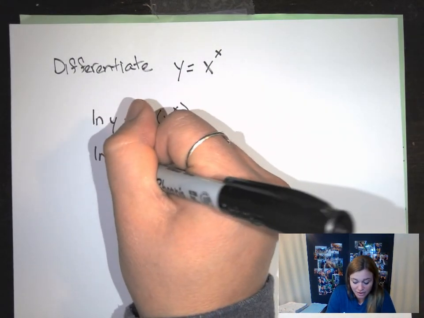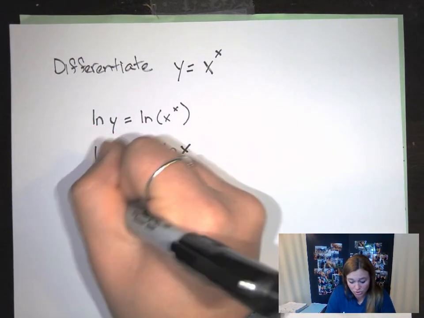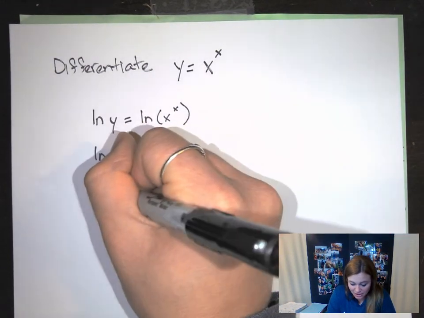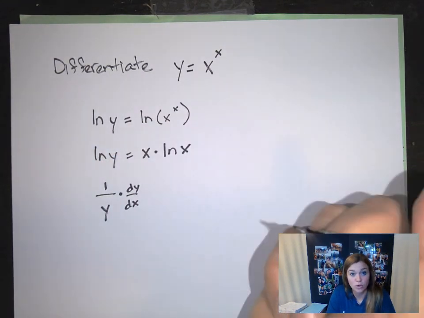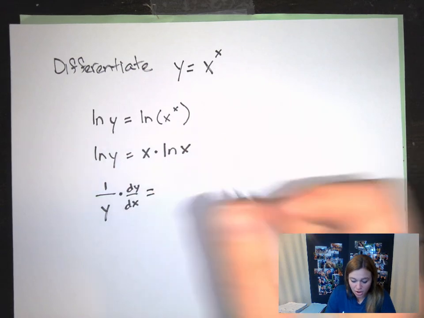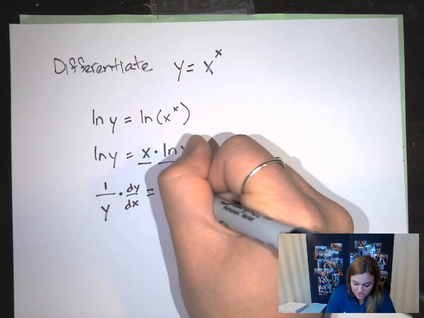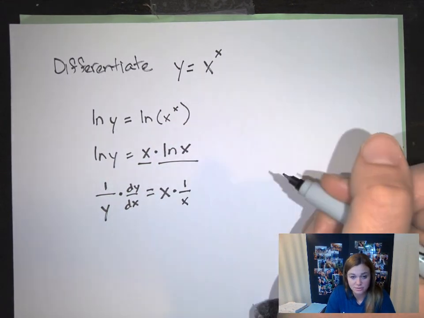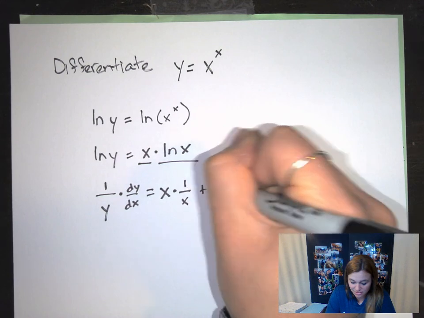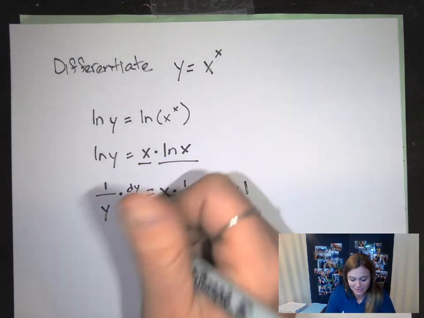The derivative of natural log of y. Well, the derivative of natural log of anything is 1 over the anything times the derivative of the anything, or in this case, 1 over y times dy/dx. On the right-hand side, we just have a product. So we've got first times the derivative of the second. The derivative of natural log of x is 1 over x, plus the second times the derivative of the first. Okay, this isn't so bad at all.